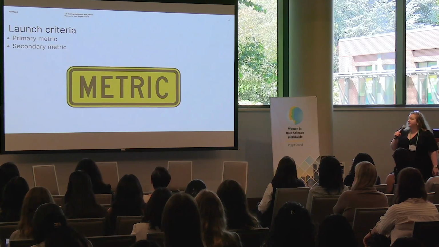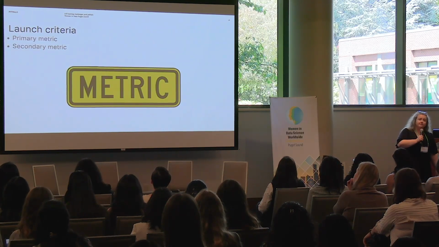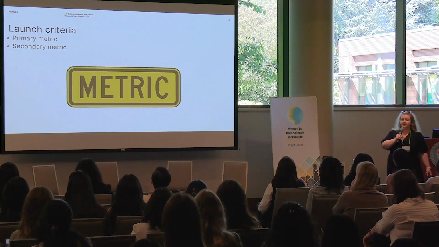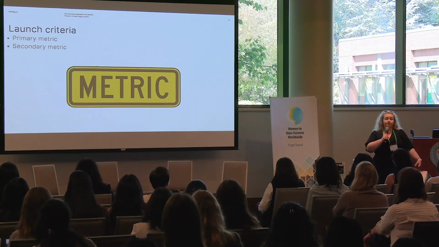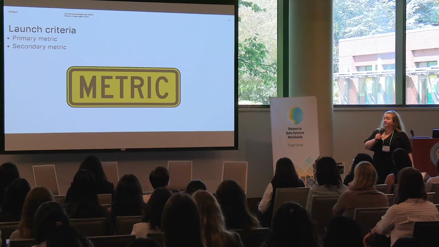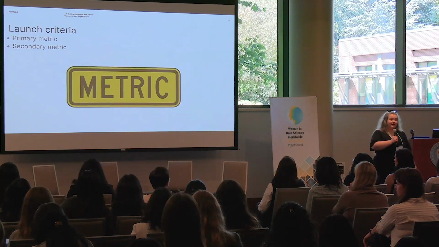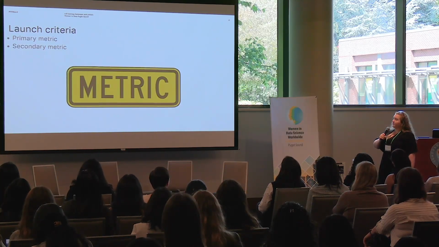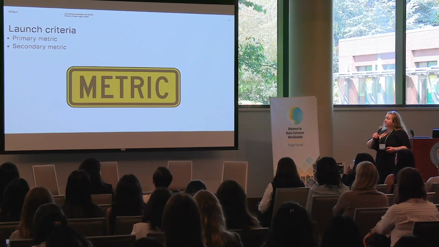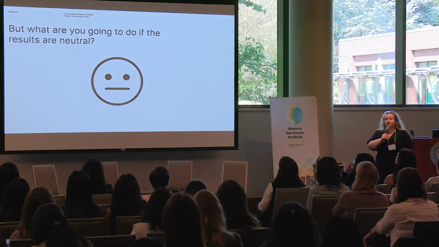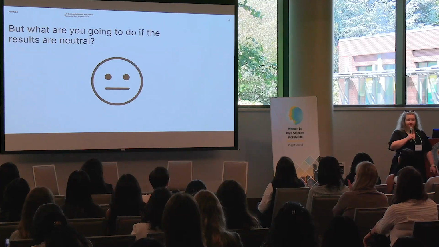Launch criteria. So we have our primary metric that we're trying to move. We have some secondary metrics. We also may have some guardrail metrics that we are trying to absolutely not break. And chances are our experiment won't impact them, but it might. So we want to look at them. So we think we're clear on this. We run our experiment. But then what are we going to do when the results are neutral?